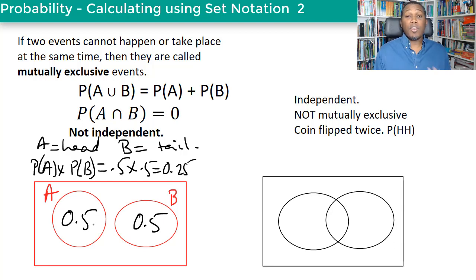But the events are mutually exclusive. So by definition, and the Venn diagram makes it clear, the probability of A intersection B is equal to 0. So we have a situation where the probability of A times the probability of B is not equal to the probability of A intersection B. So mutually exclusive events are not independent.